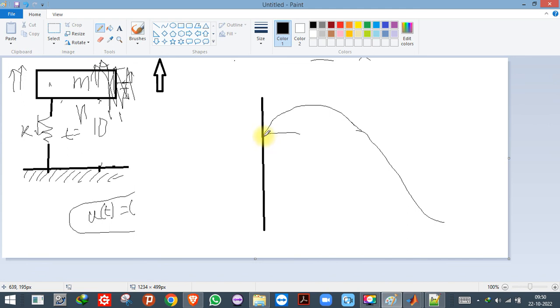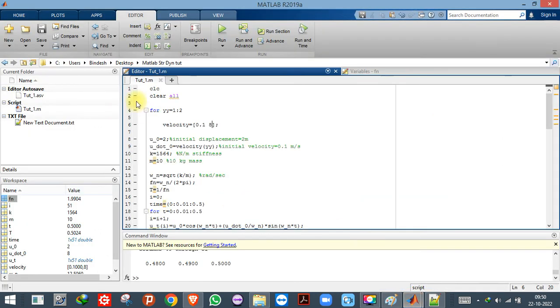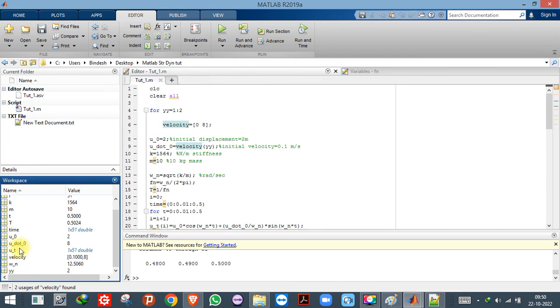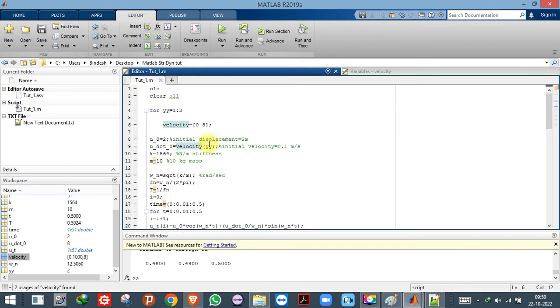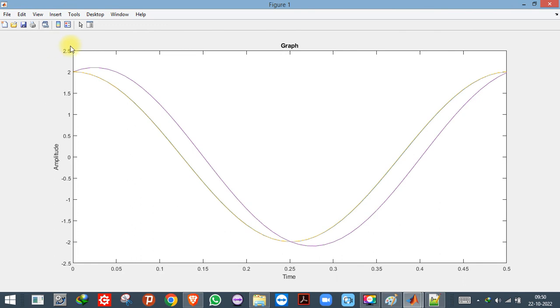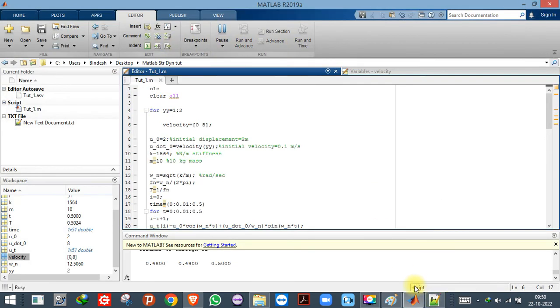Now you will see what happens when the velocity is 0. Let us make the first velocity 0. Now if I show you the velocity matrix, this is how it looks: 0.1 and 0. So 2 columns, 1 row. Here the velocity is assigned as a variable. So when yy is 1, velocity will be considered 0, and when yy is 2, the velocity will be considered 8. So if I run it again, you will see two different behaviors of the graph.